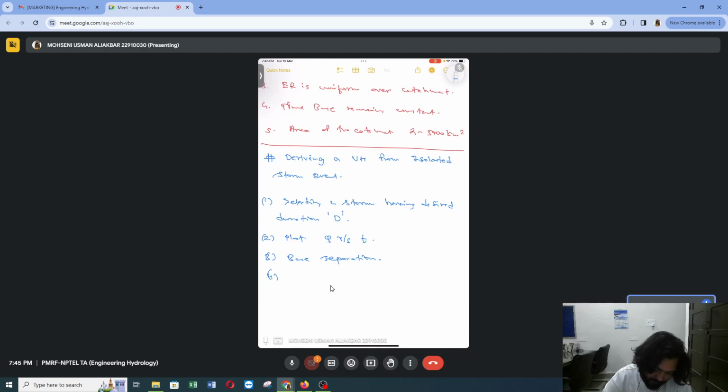The next step is to find the volume of the DRH. Now that we have separated the base flow contribution to that catchment, we can calculate the volume of the direct runoff hydrograph, right? How can we do that? In order to calculate the volume of the DRH, we can simply calculate the area under the curve. If we calculate the area under the curve, we get the volume of the DRH. Next we can calculate the depth of effective rainfall, and we can do that by dividing the volume of the DRH by the area of the catchment.